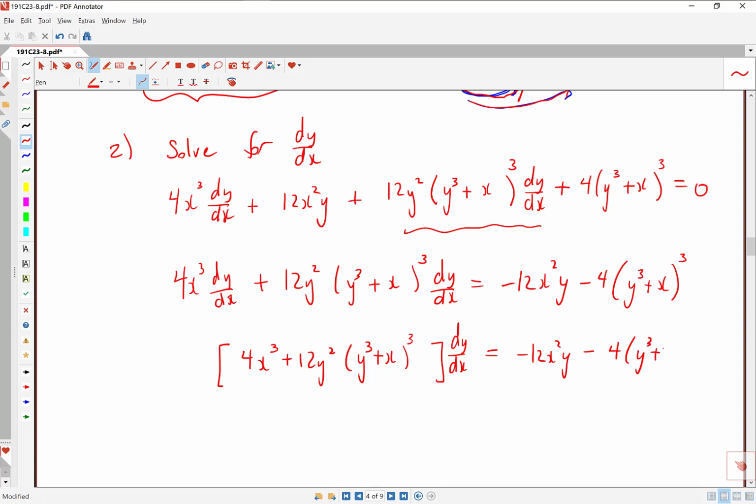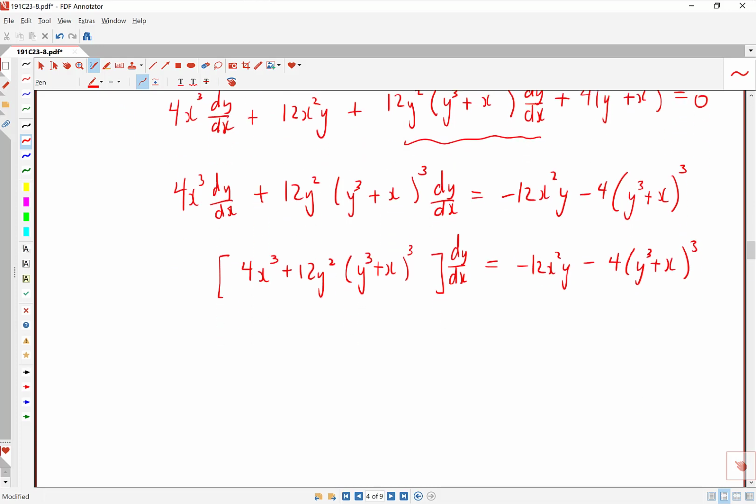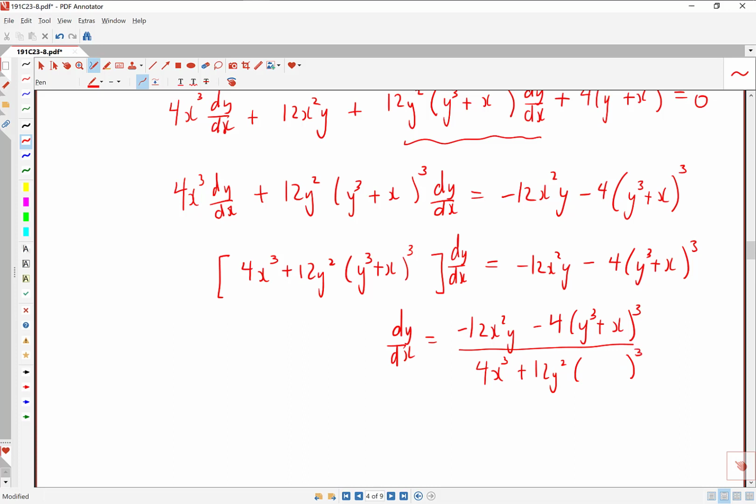And then, once we've got that done, just one more step to go. We just need to do our division. So dy by dx equals this whole right side divided by the stuff in the brackets from the left side. So the 4x cubed plus 12y squared times the cube of y cubed plus x. So that's our second example of implicit differentiation done.